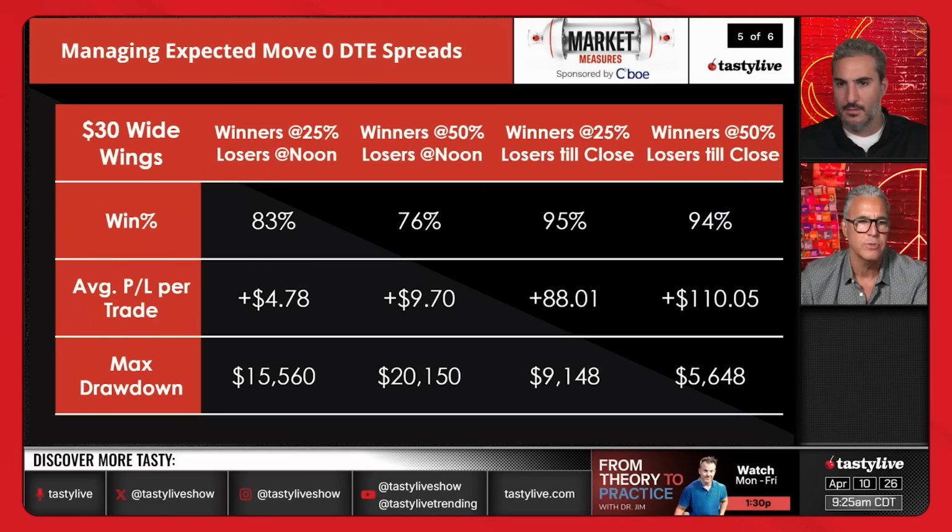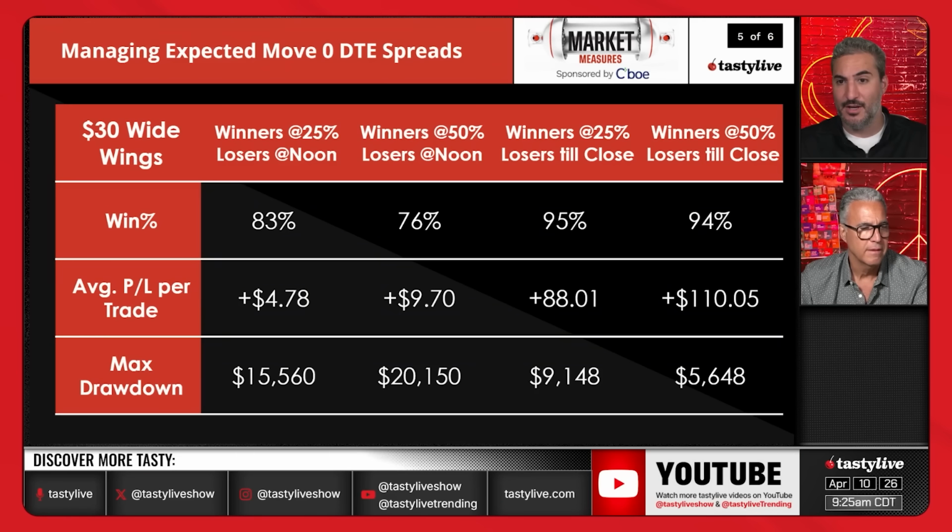What'd you just do here, Fastly? I think we had like a jade lizard here or something, or let me go look at what this was. So we had, yeah, we did. I'm sorry, it was an iron fly on March 11th, and I legged out of the put side.